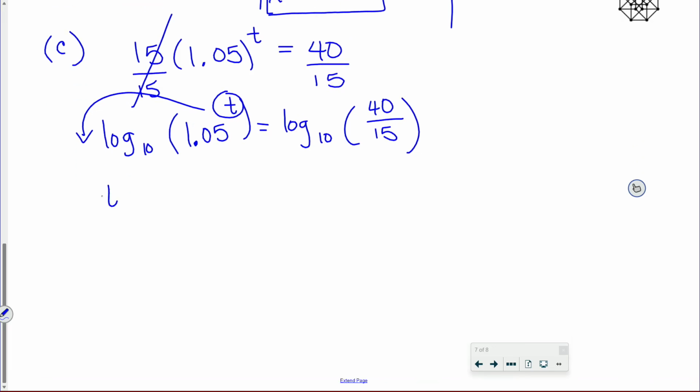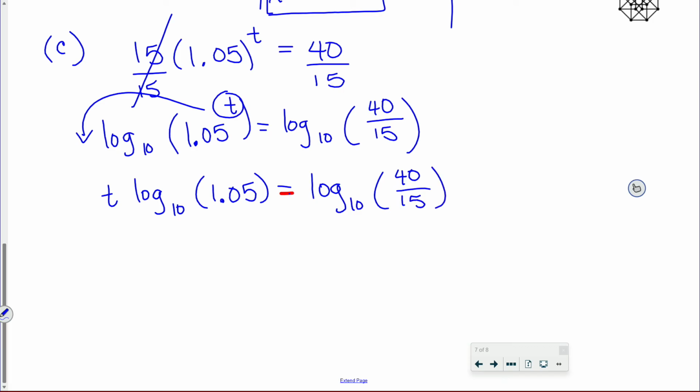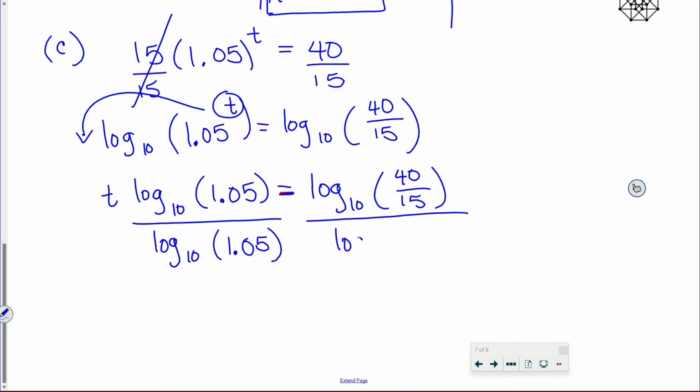All right, that means I'm going to have t times the log base 10 of 1.05 is equal to the log base 10 of 40/15ths. Now we're going to have some fractions within fractions, but that's okay. Can have a complex fraction here and there. We're going to divide this by the log base 10 of 1.05.